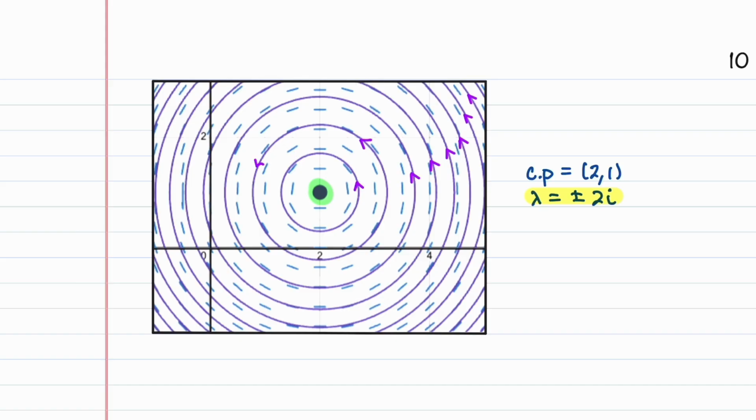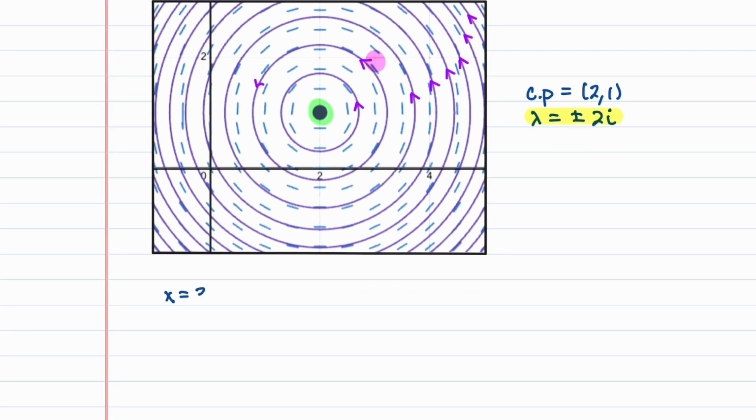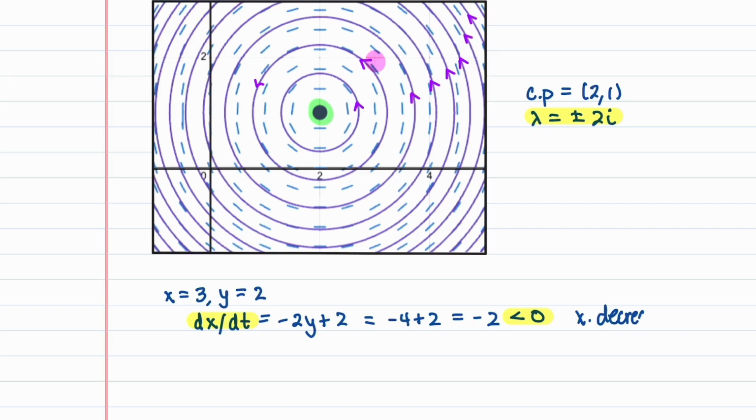Let's pick a test point. I'm going to pick the point (3, 2), and that's about right here. So we're going to let x be equal to 3 and y be equal to 2. Our system was dx/dt is equal to minus 2y plus 2. Plugging in y is equal to 2, we get minus 4 plus 2. This is minus 2, and it's less than 0. So dx/dt is negative. That means that x decreases, and the solutions move to the left.